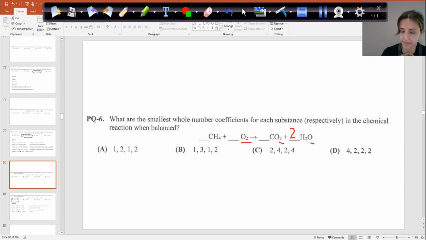So 2 oxygens here. Do we all see 4 oxygens? This is 2 oxygens plus 2 oxygens, right? Because it's here, and we multiply this by 2. So I have a total of 4 oxygens in the products. So how do I fix it? How do I fix it?